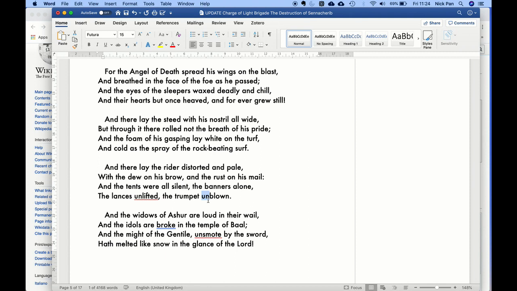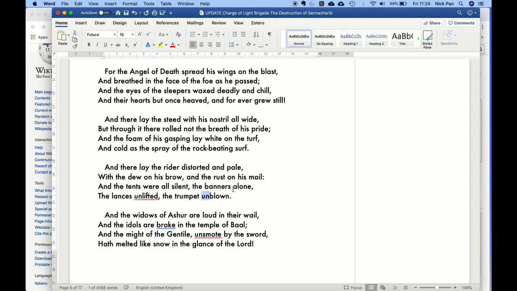To rhyme something is to bring it closer to the words that you're trying to rhyme with. So alone rhymes with unblown. The lances are unlifted, so they've been laid still. Dew on his brow, it's still fresh, rust on his mail. So these are very microscopic images. Dew on his brow, a bead of sweat, and the rust on his mail.